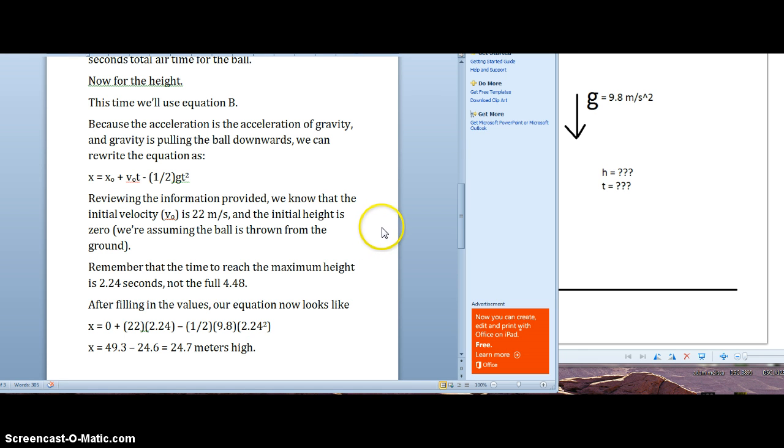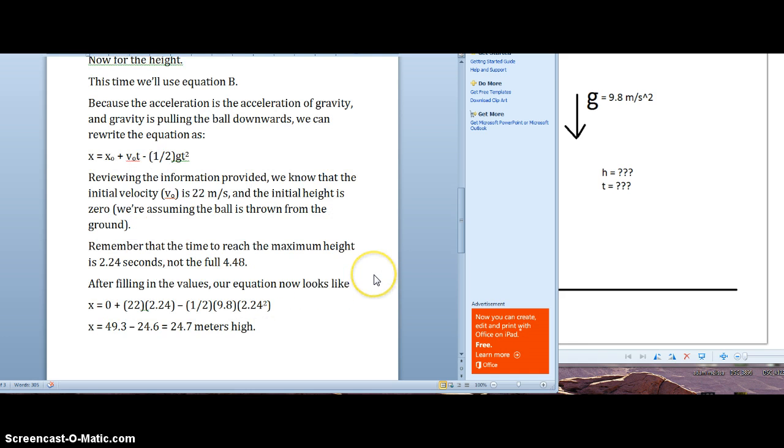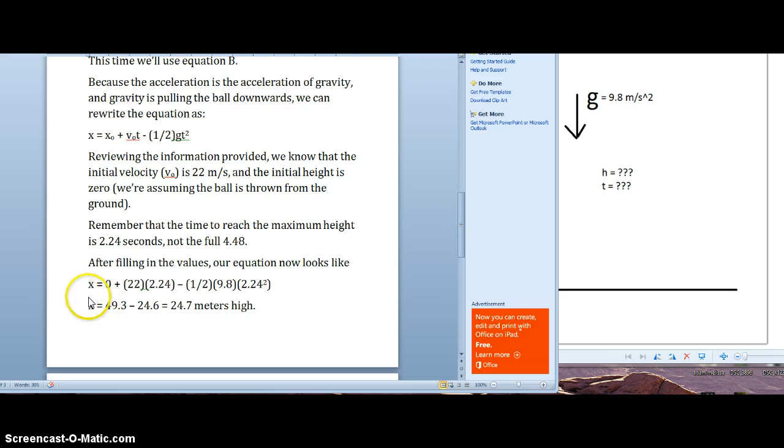And the time to reach the maximum height was the 2.24 seconds, the halfway up, not the full 4.48. So if we plug those values into our equation, we have our distance x equals our initial distance, which was 0, plus our velocity times our time, 22 times 2.24, minus 1/2 times our acceleration times our time squared, and we do the math and we get x equals 49.3 minus 24.6, which is 24.7 meters high.